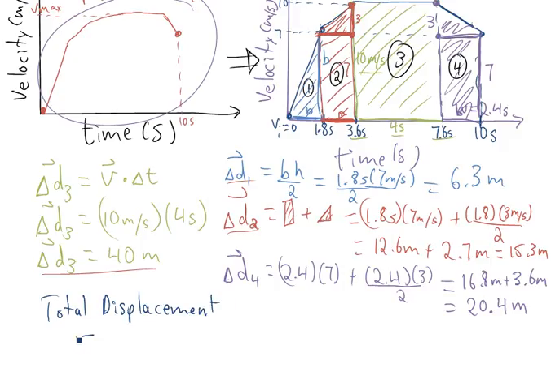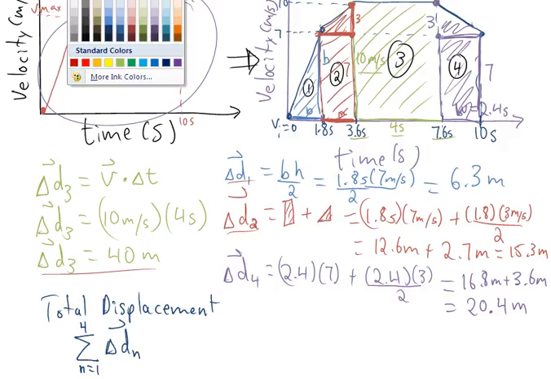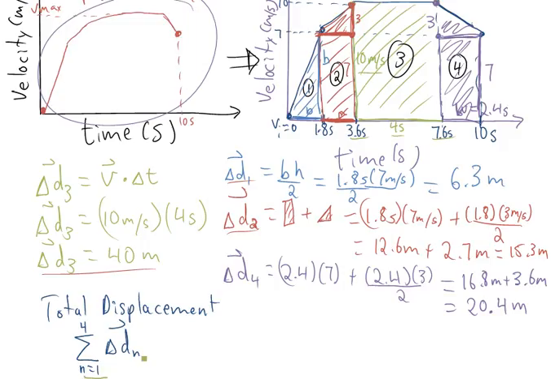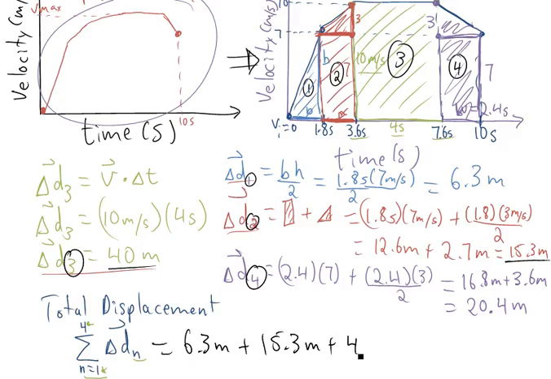Displacement, and we'll do it as the sum. And this is kind of cool. The sum is equal to the sum from 1 to 4 of delta d n. You see this little subscript n. It's a funny way of writing it, but it just means that n is going to change from 1 all the way to 4. And you'll see that that's kind of interesting because we have d1, d2, d3, d4. So just add them all up. We have 6.3 meters plus d2, which was 15.3 meters, plus d3, which is 40.